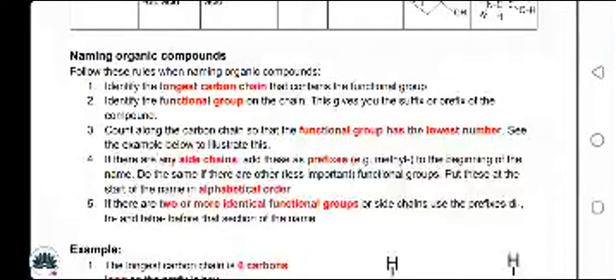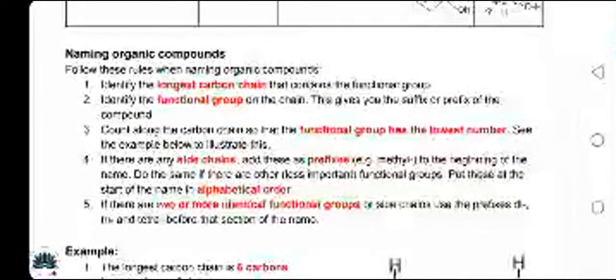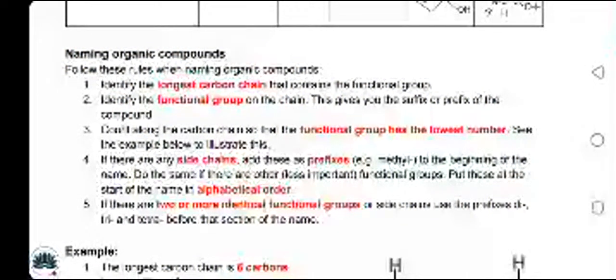Now there are some rules you are required to follow to name the compound. Identify the longest carbon chain that contains the functional group. Identify the functional group on the chain. This gives you the suffix or prefix of the compound. Count along the carbon chain so that the functional group has the lowest number. See the example below to illustrate this. If there are any side chains, like R chains, add these as prefixes, such as methyl, to the beginning of the name. Do the same if there are other less important functional groups. Put these at the start of the name in alphabetical order.